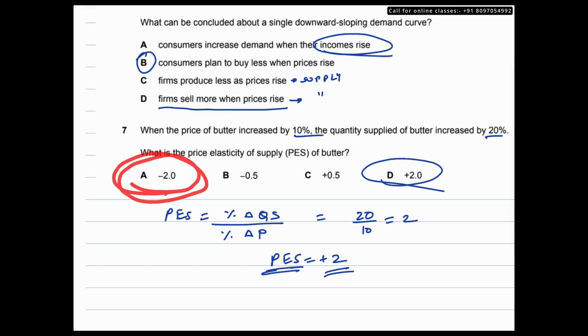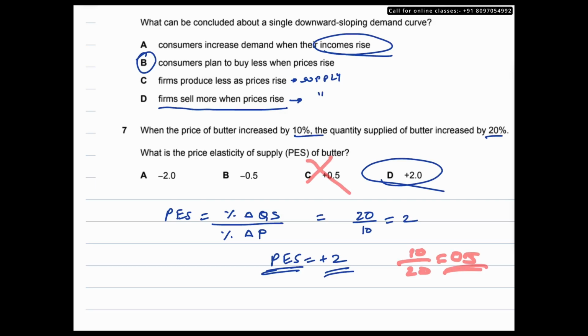Why not A? Because a negative sign would ideally indicate it as PED. So option A doesn't fit the question. Option B is 0.5 but the sign is negative, so again ruled out. Option C is positive but we do not get 2 over here, it is 0.5. So 0.5 is what you would get if you have not studied the formula correctly and you happen to do this the wrong way round. So again it is not the correct answer.